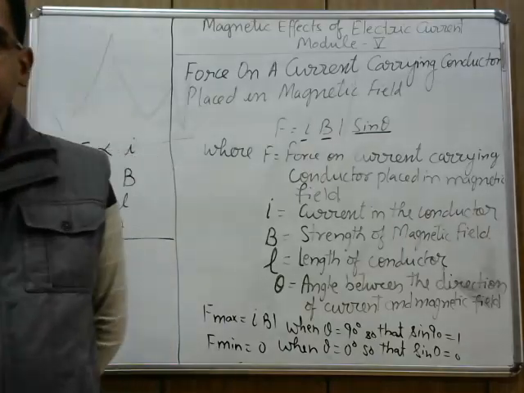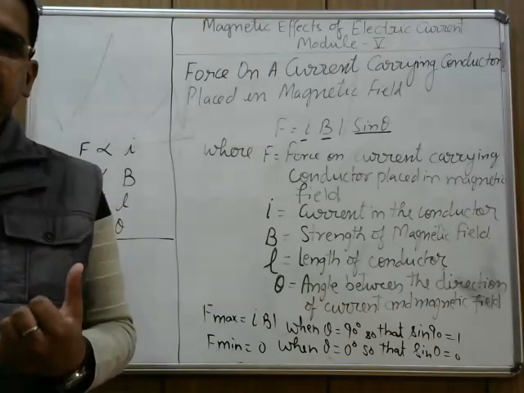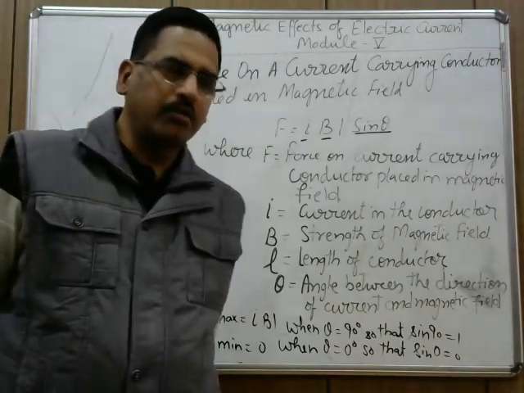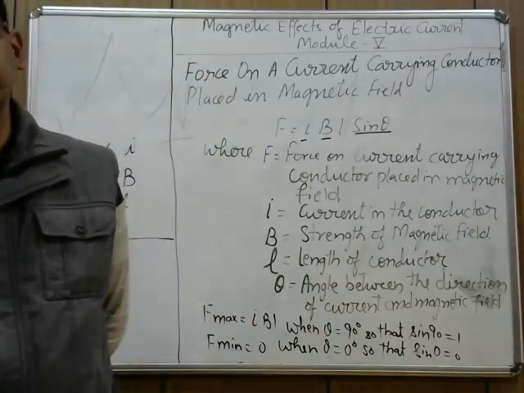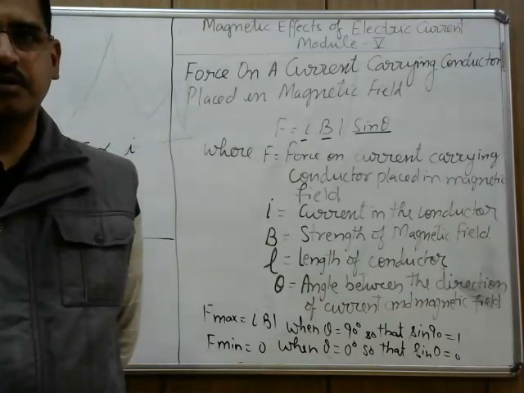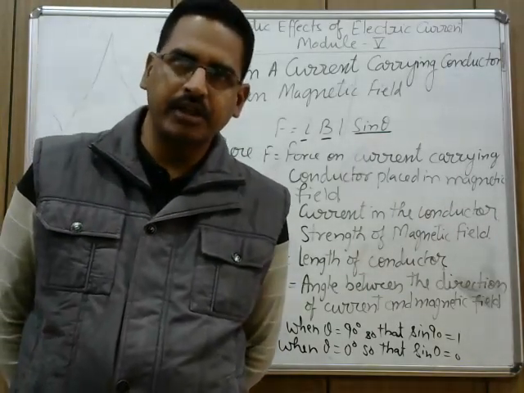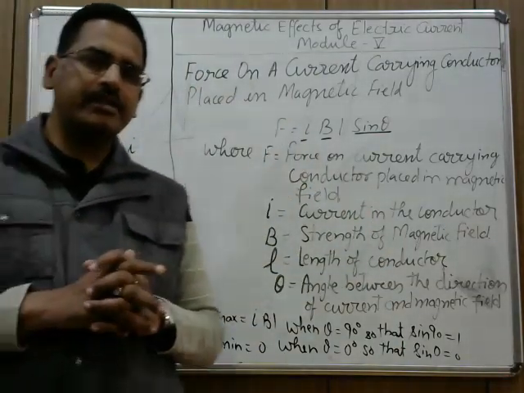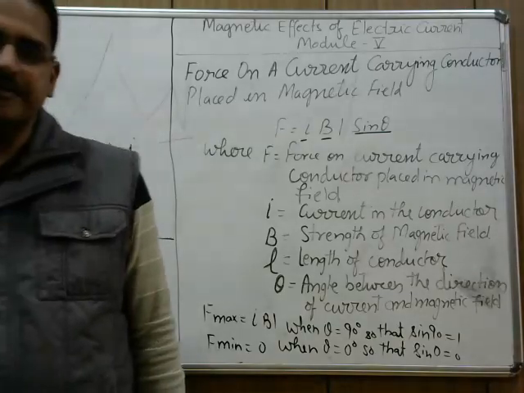Another question: what is the rule to determine the direction of force on a current carrying conductor? The direction of force on a current carrying conductor placed in the magnetic field is given by Fleming's left hand rule. Force, as we know, is a vector quantity. It has magnitude as well as direction. The magnitude is given by this formula, F equals I B L sin theta, and the direction of the force is given by Fleming's left hand rule. So we will try to understand Fleming's left hand rule.